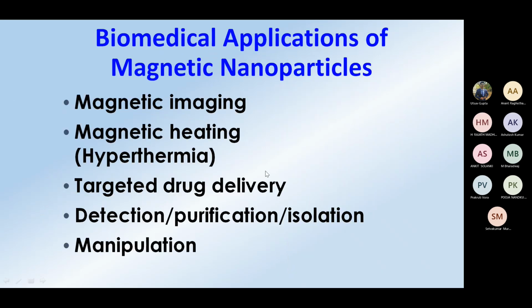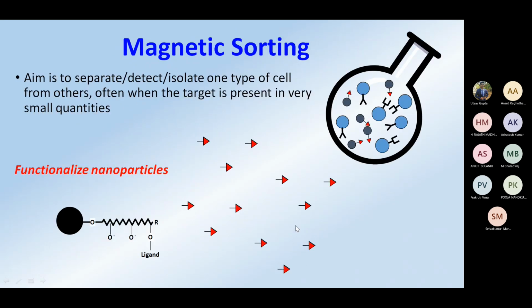Fine. So we have seen the iron nanoparticle, which has excellent magnetic properties. It is used for different applications in the biomedical sector, like magnetic imaging, magnetic heating called hyperthermia, and of course targeted drug delivery, and detection, purification and isolation of proteins and their manipulation. Sorting means you separate certain types of cells from a mixture of cells. The aim is to detect, separate or isolate one type of cell from the others, often when the target is present in very small quantities.